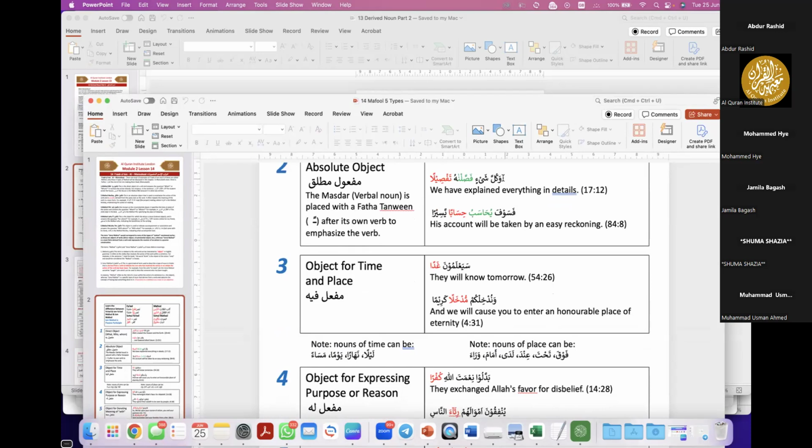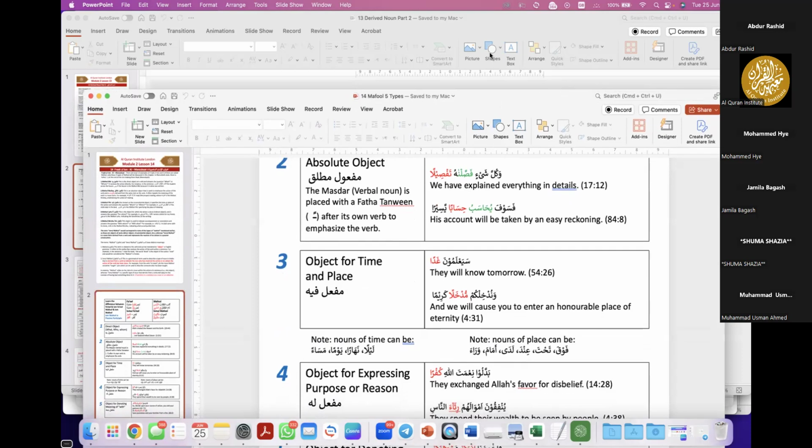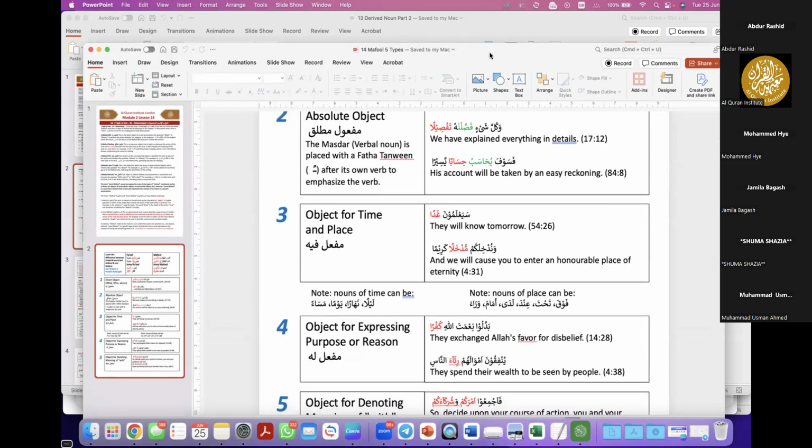Correct. So can you explain these two examples on the screen, please? Yes, maf'ul mutlaq. The first one: وكل شيء فصلناه تفصيلا.